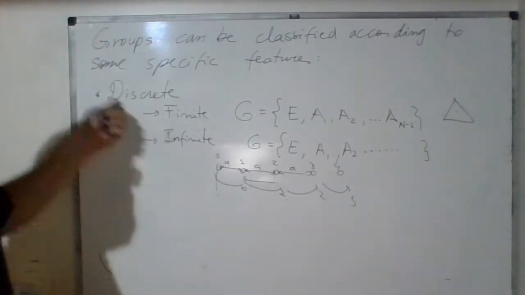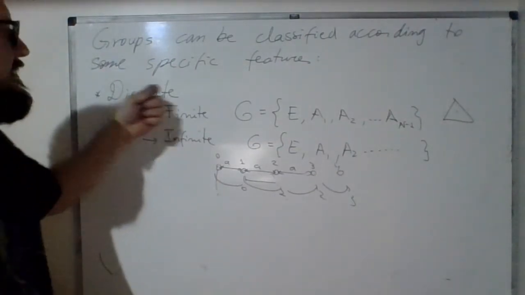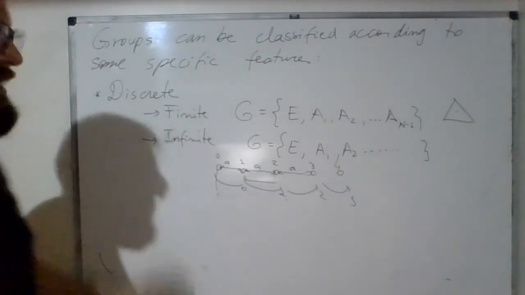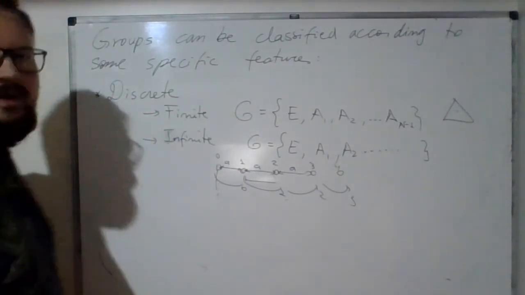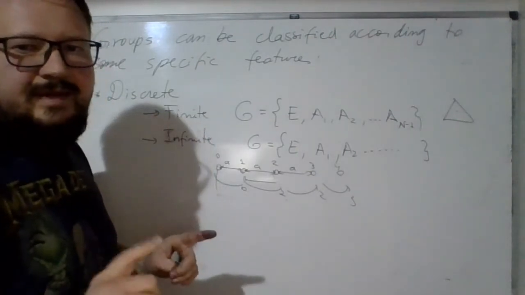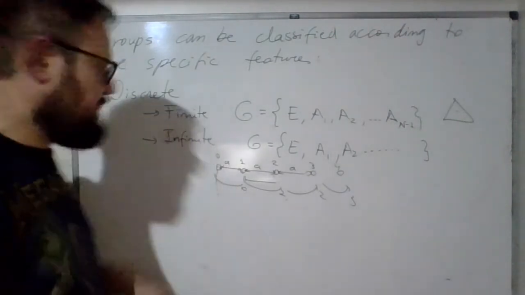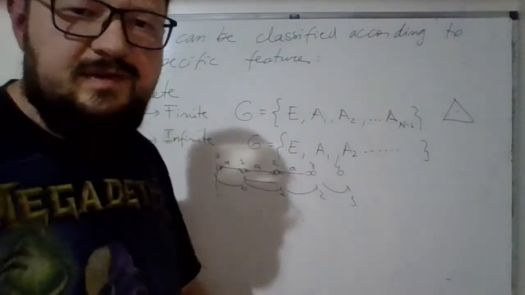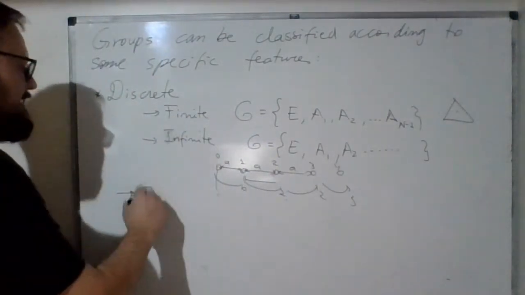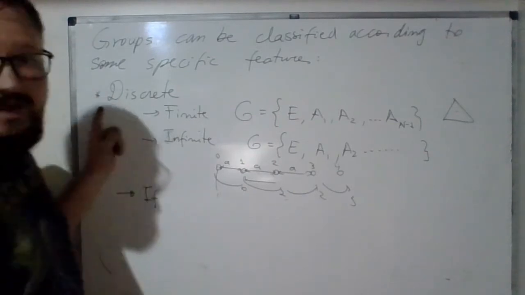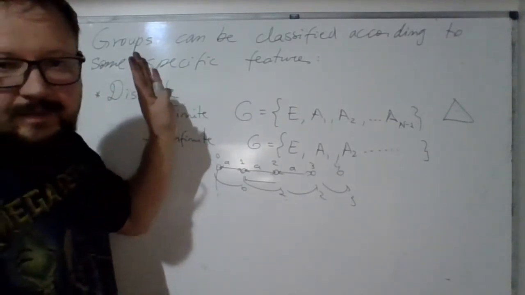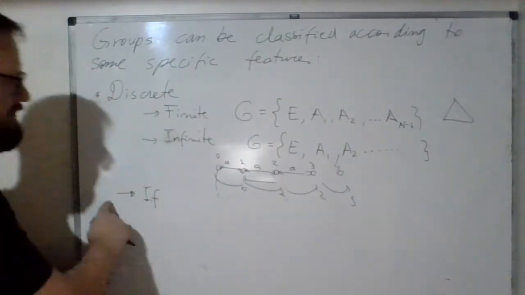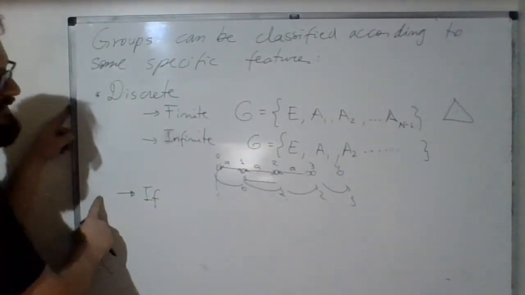So there are finite groups and infinite groups. All right. And also you can categorize the groups according to commutation properties. So if elements, and it can be used for this definition for discrete or for continuous. All right. So it's another classification.